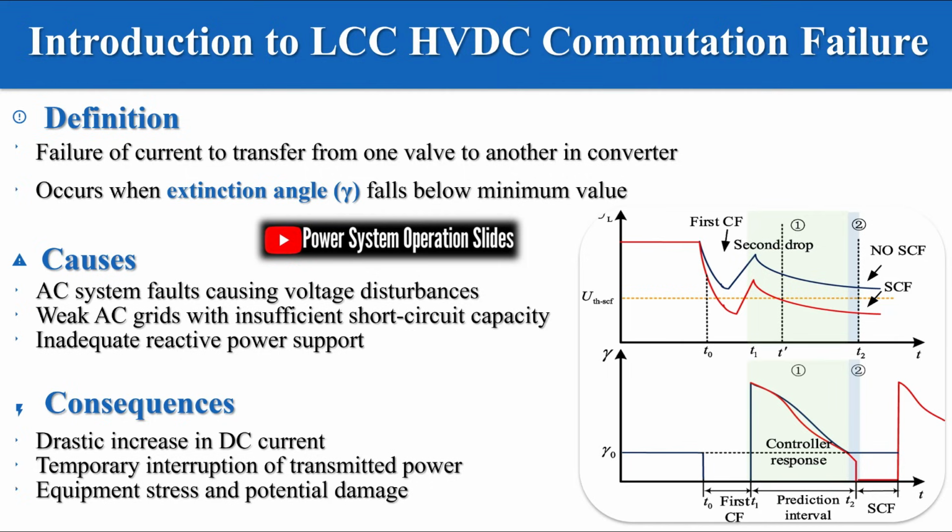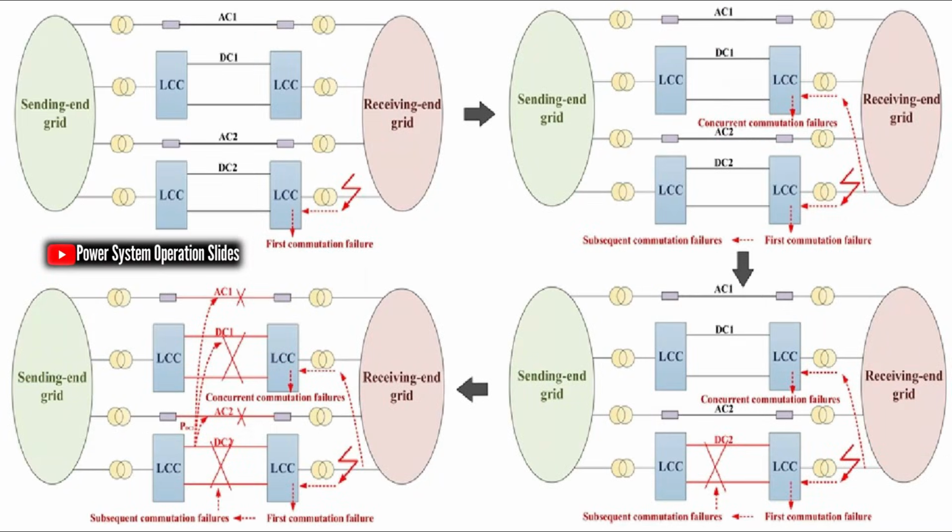However, LCC HVDC systems are susceptible to a specific operational challenge known as commutation failure, CF, which can significantly impact system reliability and stability. Commutation failure occurs when a thyristor valve that should turn off continues conducting because the current fails to transfer to the next valve in the firing sequence.